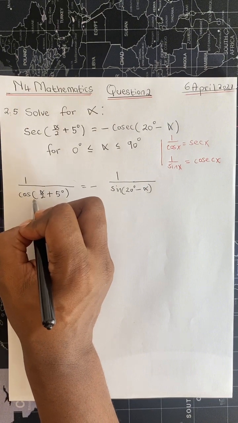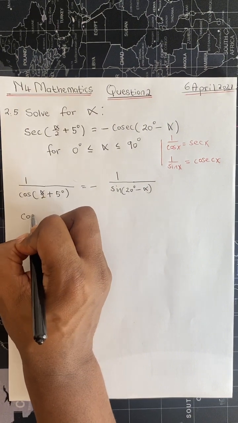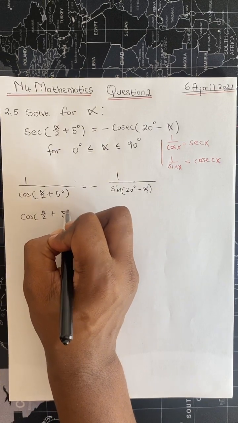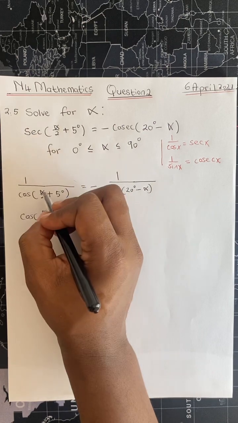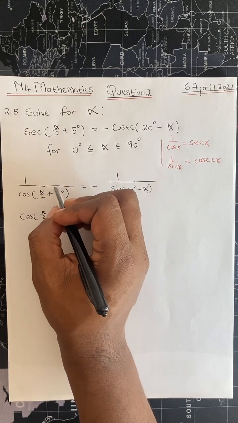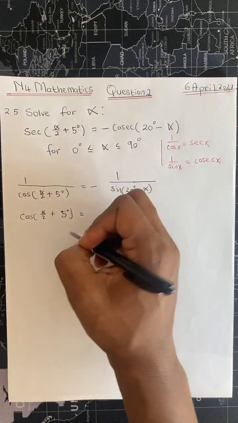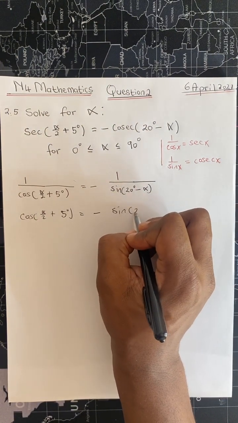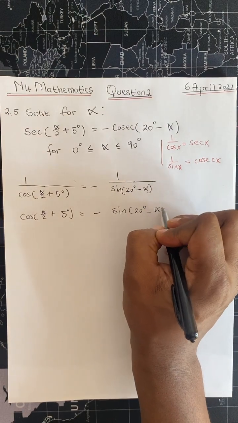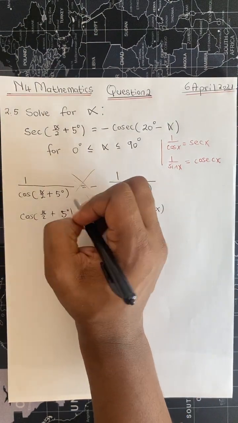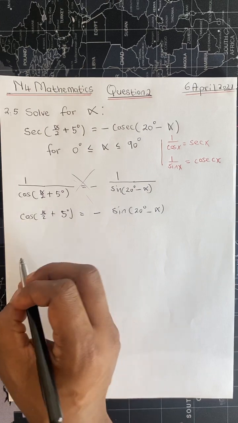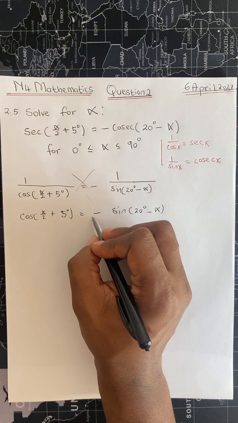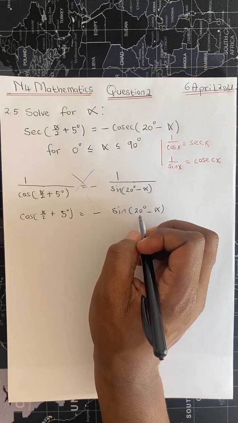If we let the numerator be the denominator and the denominator be the numerator on the left hand side, we also have to do the same on the right hand side. Alternatively, we can cross multiply, we will still get the same answer. So we have that negative sine of 20 degrees minus alpha.